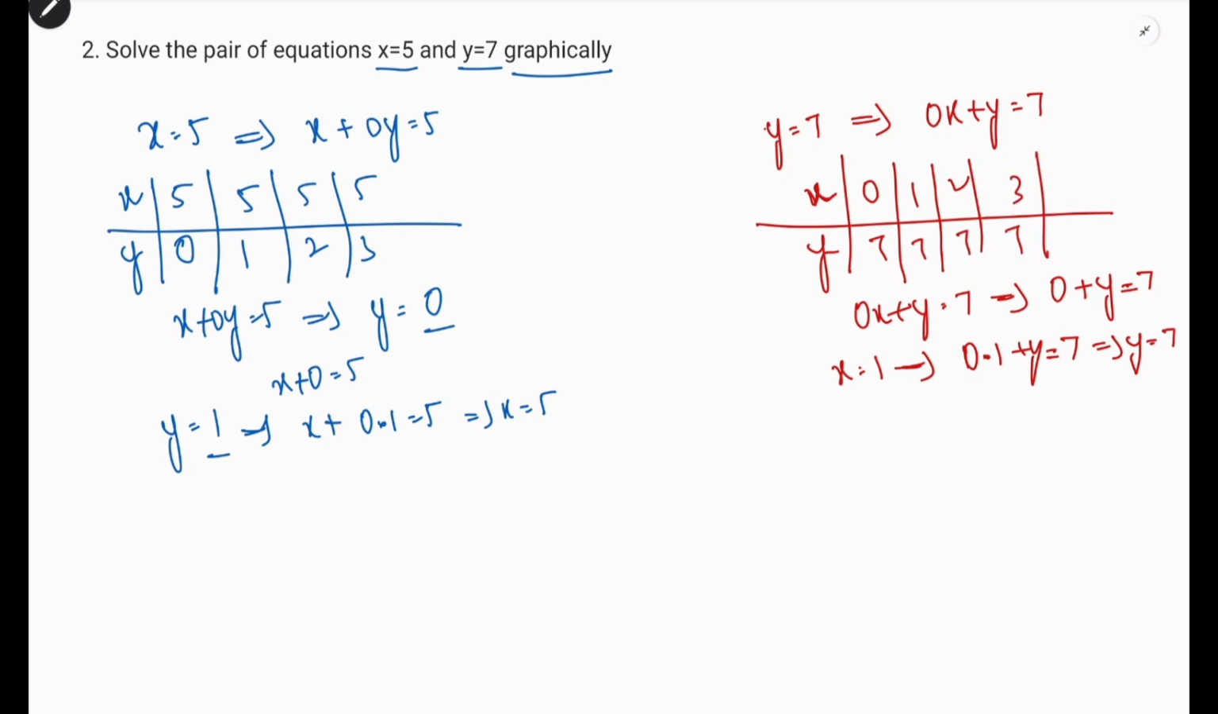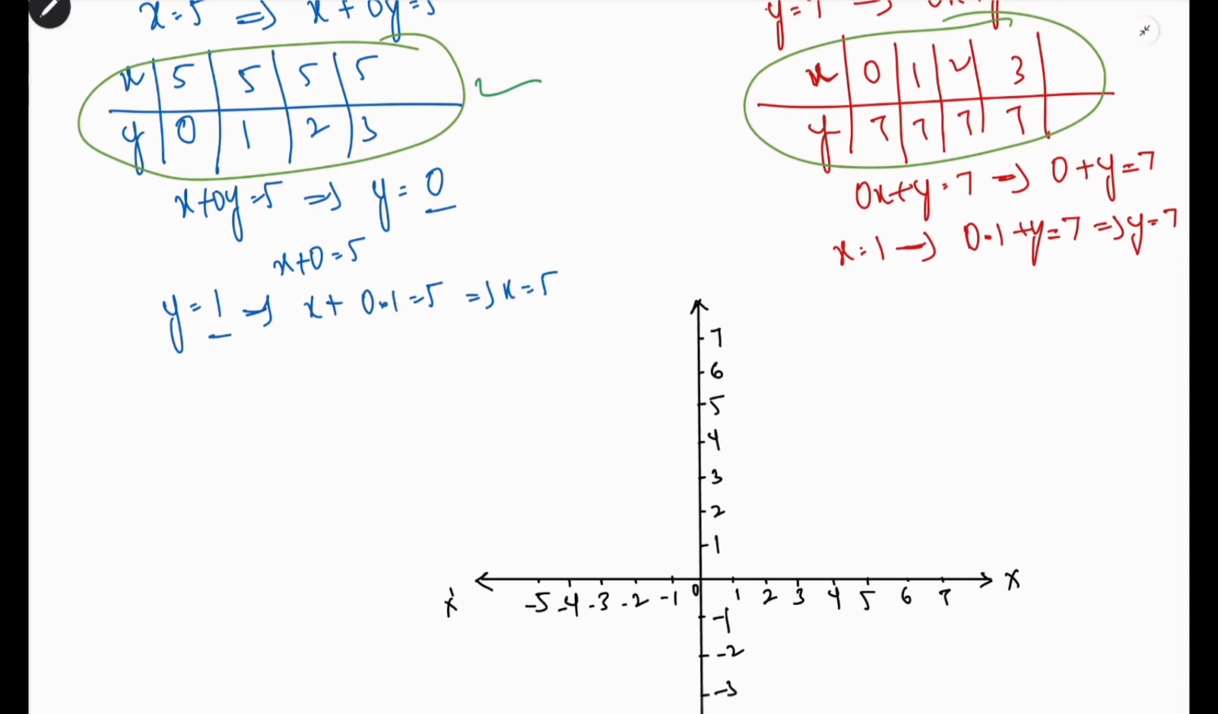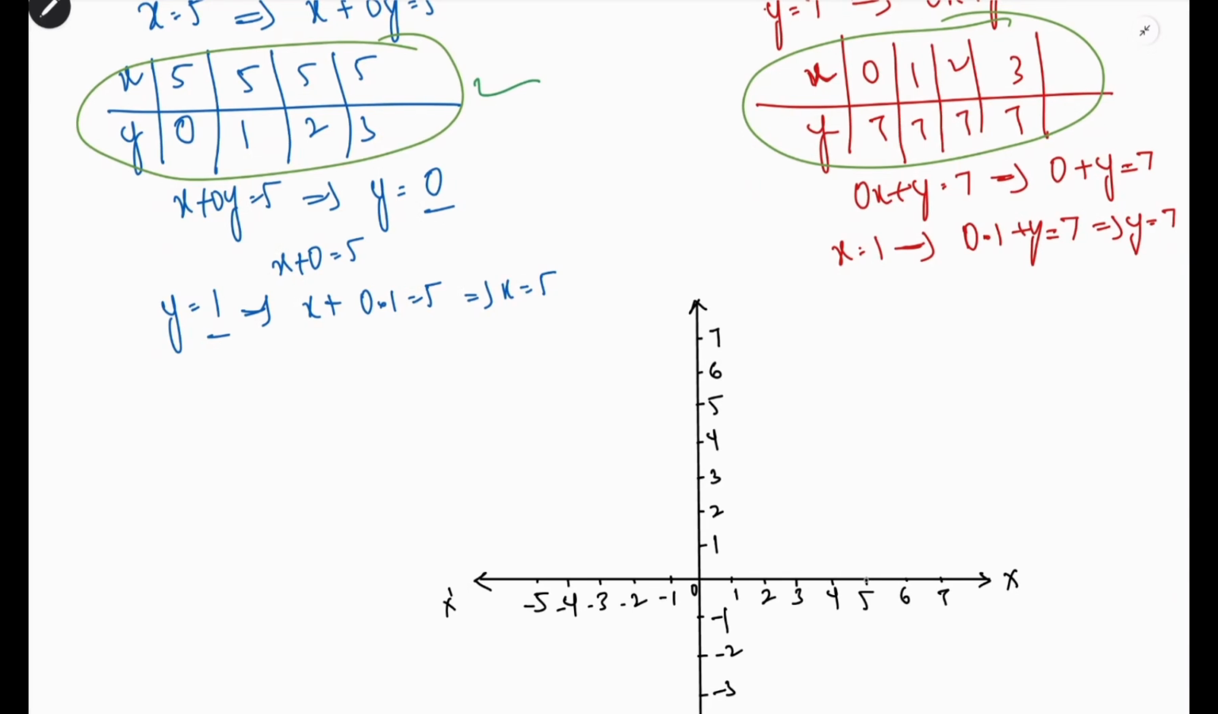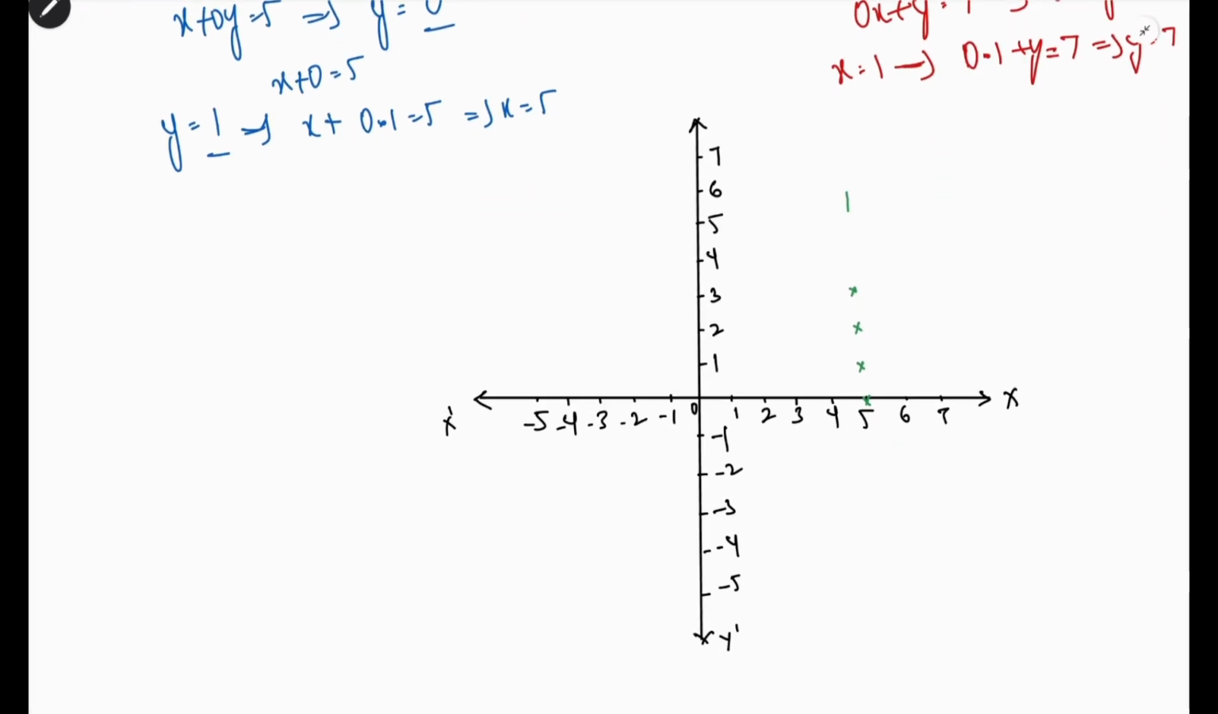Now we will represent these values on a graph. See, for these values, if x is equal to 5, y is equal to 0. And if x is equal to 5, y is equal to 1. If x is equal to 5, y is equal to 2. If x is equal to 5, y is equal to 3. So this is a straight line.